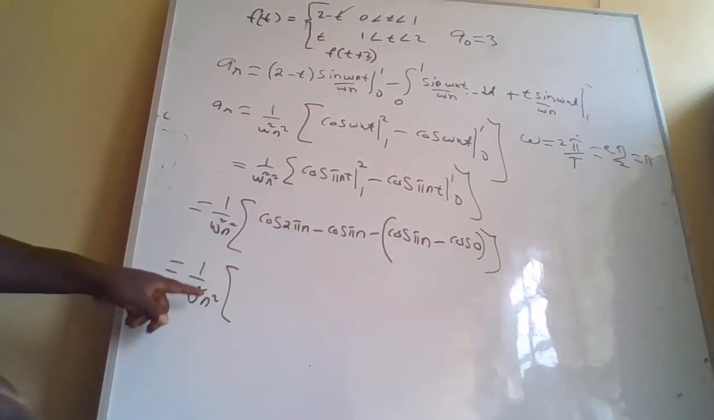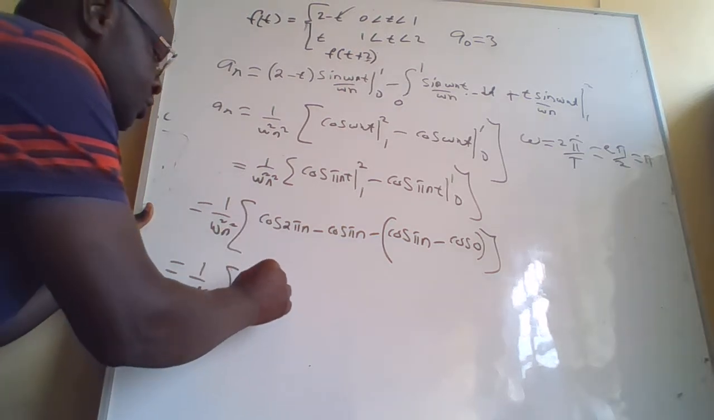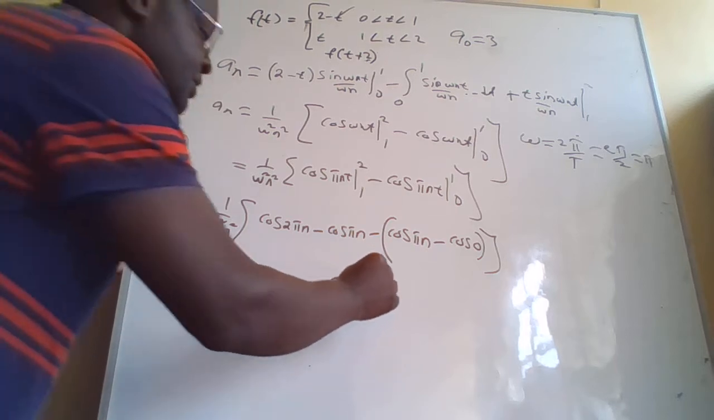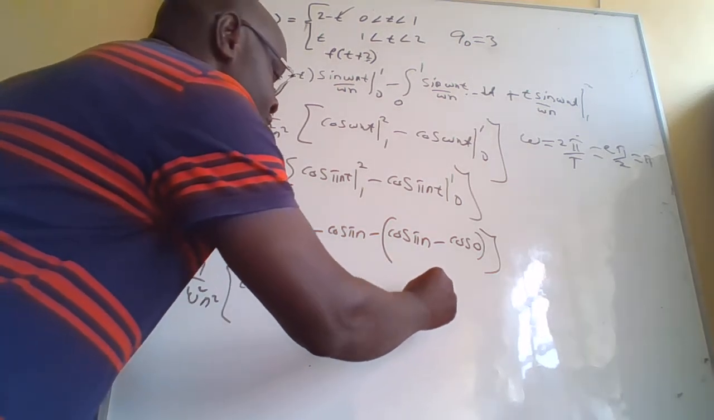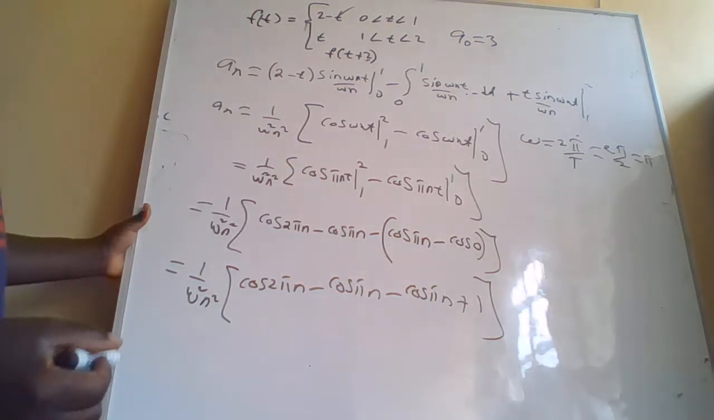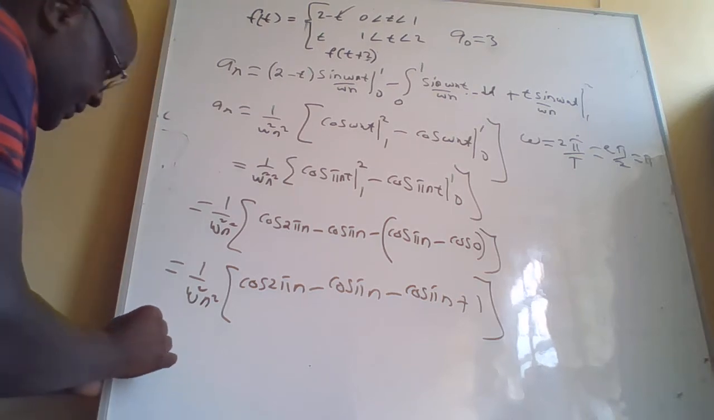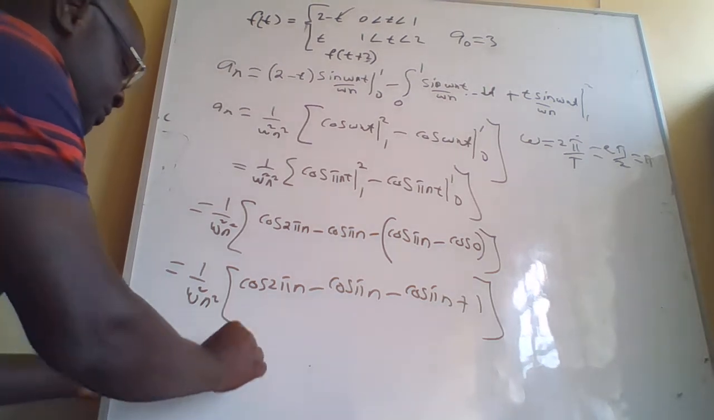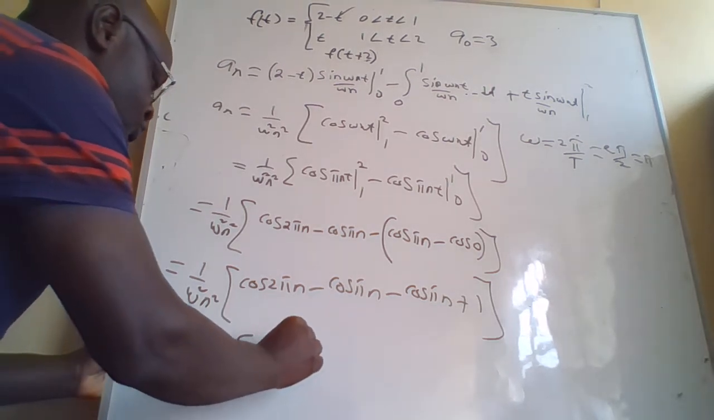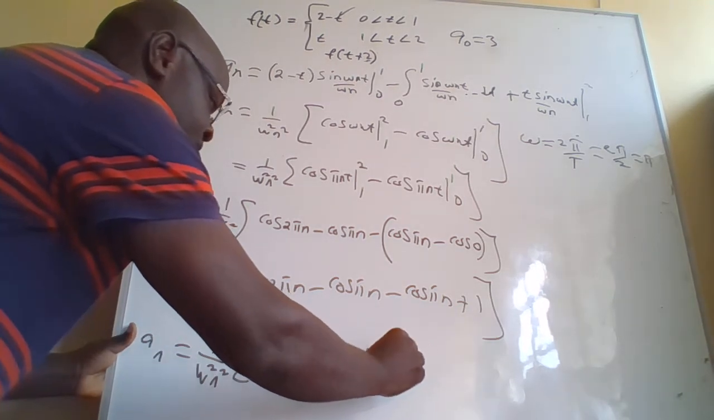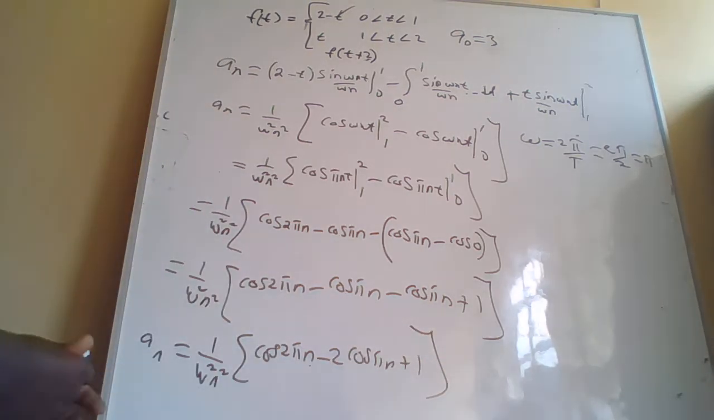So 1 over omega squared n squared will be equal to cos 2 pi n minus cos pi n minus cos pi n, you remove the bracket, plus 1, cos 0 is 1. So we are saying that an will be equal to 1 over omega squared n squared into cos 2 pi n minus 2 cos pi n plus 1.